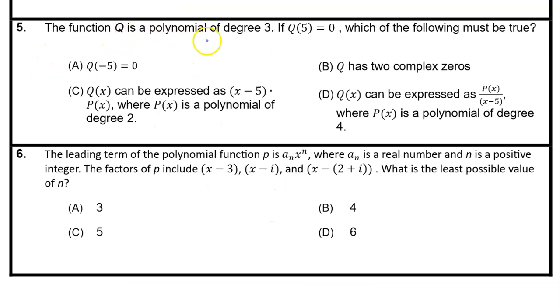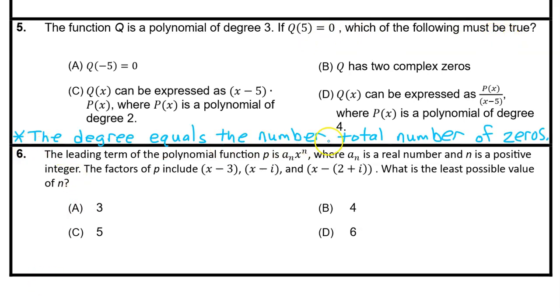Number 5. The function q is a polynomial of degree 3. If q at 5 equals 0, which means 5 is a zero of the function, which of the following must be true? The fundamental theorem of algebra says that the degree equals the total number of zeros if you count the multiplicity as separate zeros. For example, if I see 1 zero but it has multiplicity 3, I count that as 3 zeros, and including imaginary zeros. The degree gives you the total number of zeros.